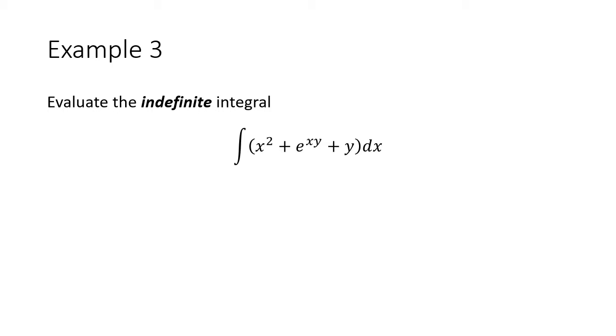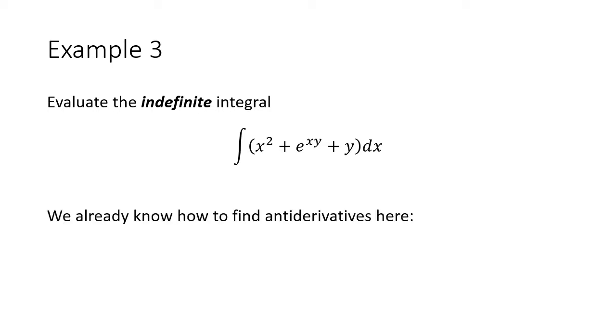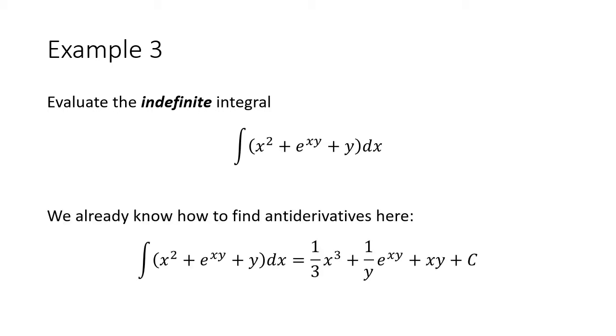Well, in this problem I'm taking the integral with respect to x. So I need to integrate term by term with respect to x. The first one's not bad. What's the antiderivative of x squared? We know how to do that one. That's 1/3 x cubed. When I take the antiderivative of e to the xy, we are going to have to do u sub for that one. And when I do u sub, my u equals xy. And again, if we do our u sub correctly, my answer ends up being 1/y e to the xy.